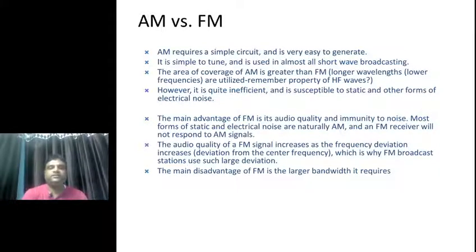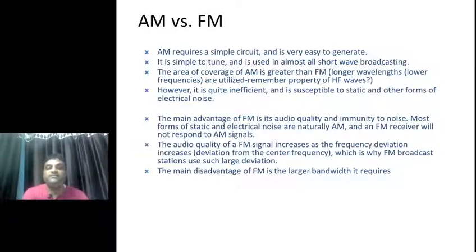Then we see what is the difference between the AM and FM signal. AM requires simple circuit and is very easy to generate. It is simple to tune. It is used in almost all shortwave broadcasting. The area of coverage of AM is greater than FM. But AM is quite inefficient and susceptible to static and other forms of electrical noise. This basically summarizes the advantages and disadvantages of AM and FM signal.